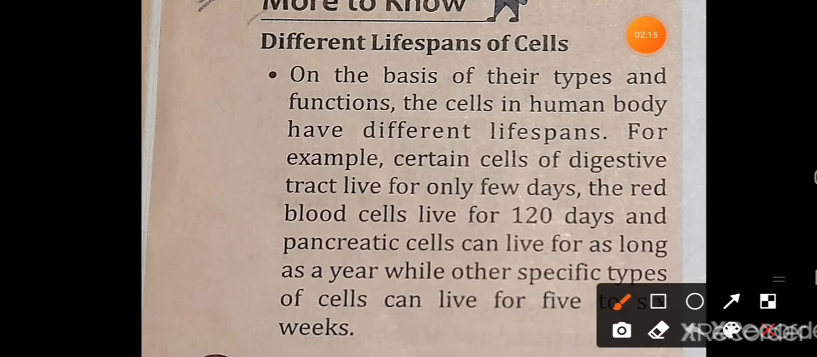On the basis of their type and functions, cells have different shapes, sizes and also different lifespans. Certain cells of the digestive system live for only a few days, while red blood cells live 120 days. Pancreatic cells can live for as long as a year and some other specific cells can live for 5 to 6 weeks. So the different cells of the human body have different lifespans.